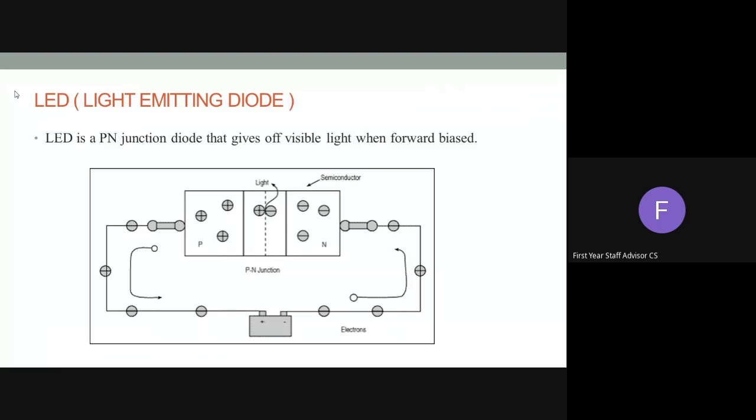So light emitting diode. The first topic we want to discuss is the light emitting diode. What is a light emitting diode? It is a forward bias PN junction. So what happens if a PN junction is forward bias? What do you mean by forward bias?